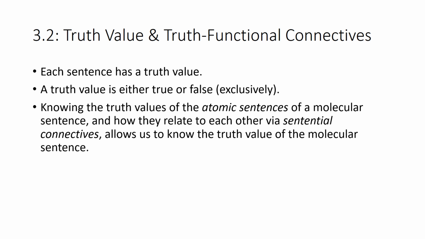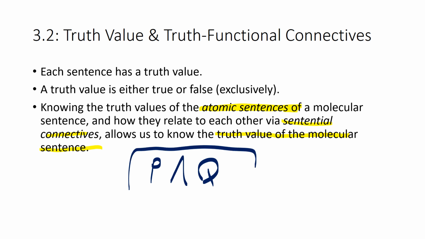Knowing the truth values of the atomic sentences of a molecular sentence and how they relate to each other by sentential connectives allows us to know the truth value of the molecular sentence. For example, as we'll see in the next slide, if we have a conjunction such as P and Q, if we know that P is in fact false, then of course this molecular sentence is false. Okay. So by knowing the atomic sentences, knowing if they're true or false, we could then figure out what the truth value of the whole molecular sentence is.